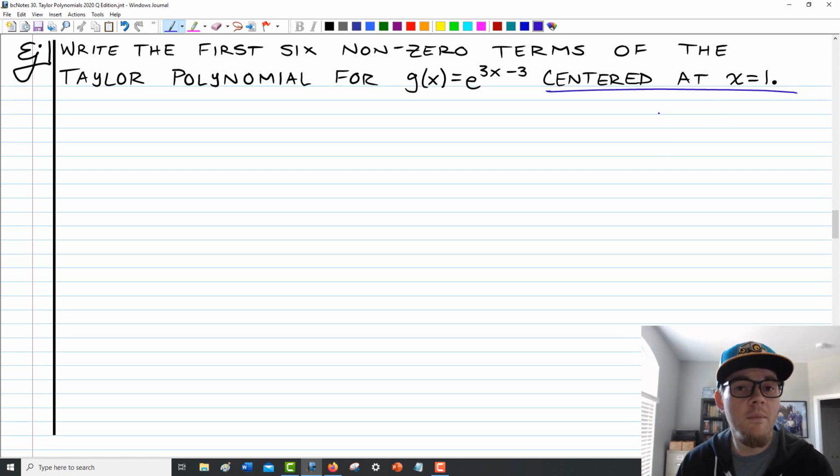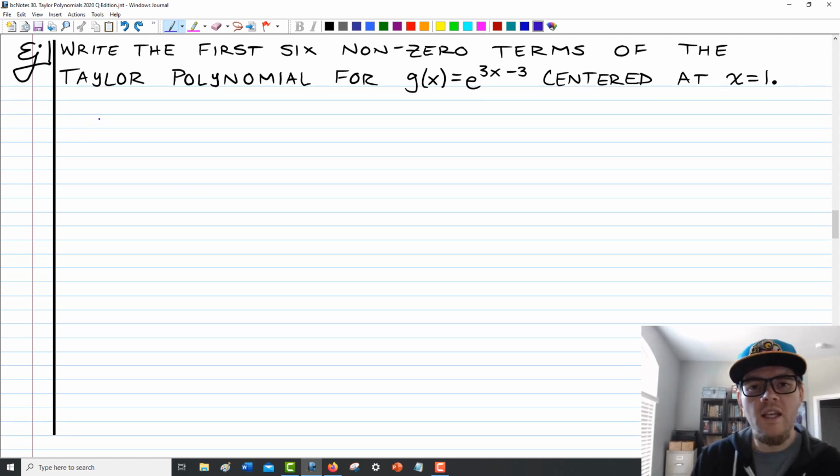So in this case, it can't be a Maclaurin. Maclaurins are centered at 0. This is going to have to be a Taylor, which it tells us in the problem, but same deal. Just like before, though, to kick things off, I'm going to write out the function and its derivatives. And I like to organize vertically. I mean, your mileage may vary. This is my favorite way. So g of x is e to the 3x minus 3.